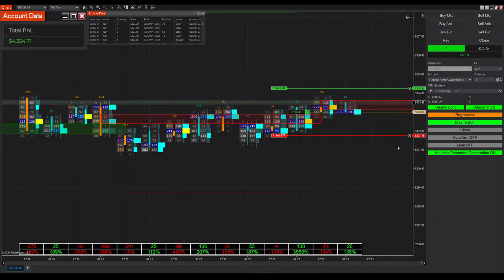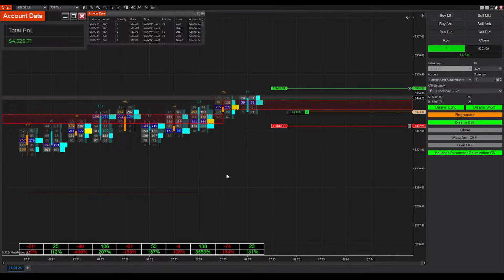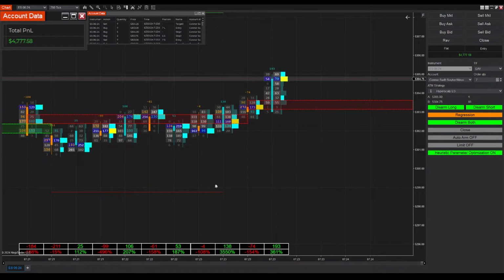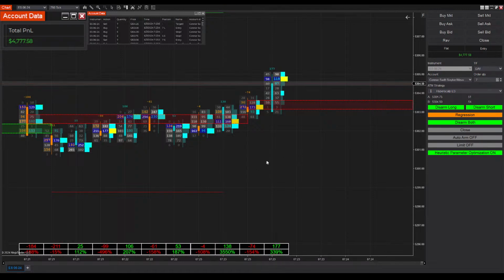Unfortunately, that's another stop out for us. We got filled into another loss there. It's going to be our third loss of the day, but we follow that up with a win. We're up to $4,777 now.